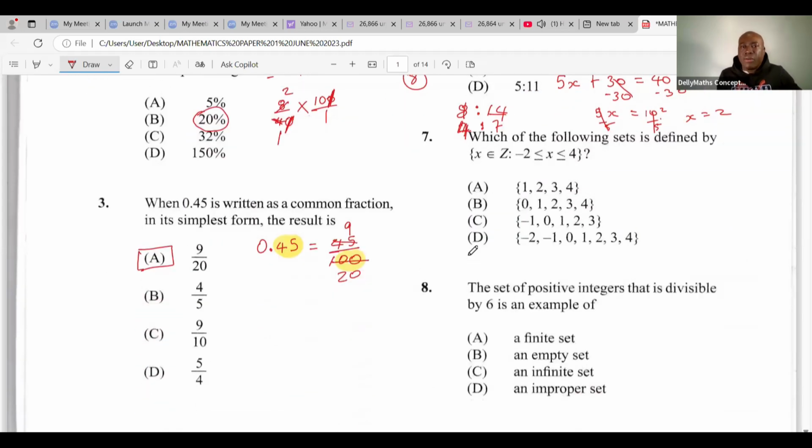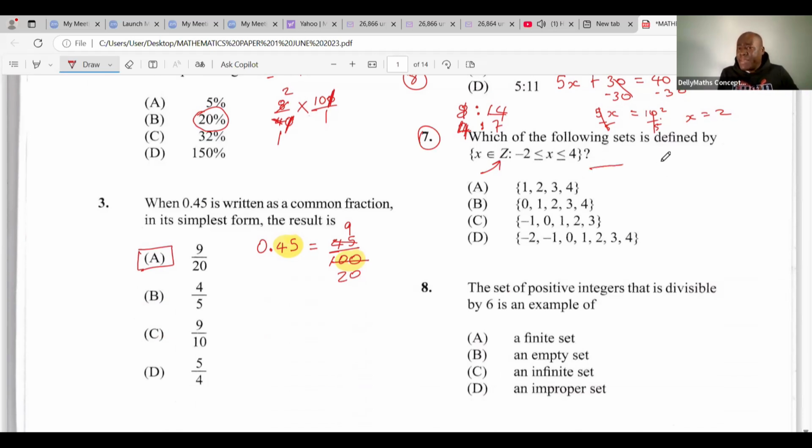Let's take a look at the 7th question. Question 7 says, so we're right here. It says, which of the following sets is defined by, so we're looking at these numbers are a set of integers, that's for integer, where x is greater than or equal to -2, but less than or equal to 4.